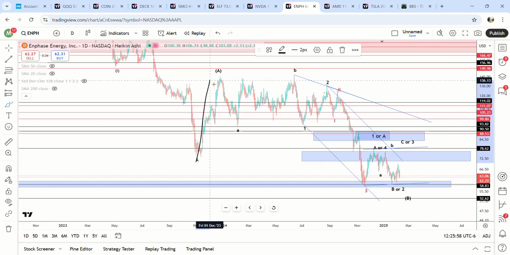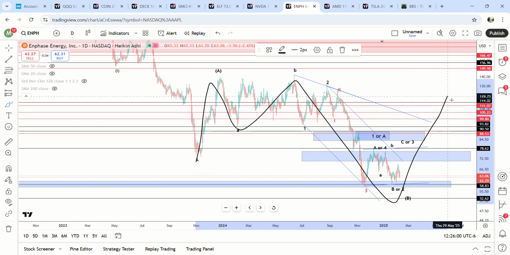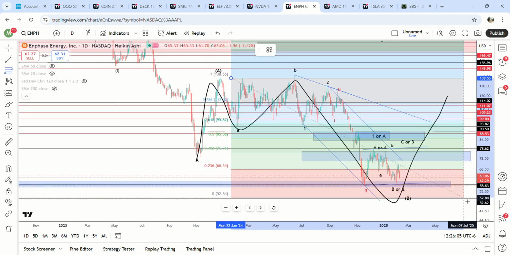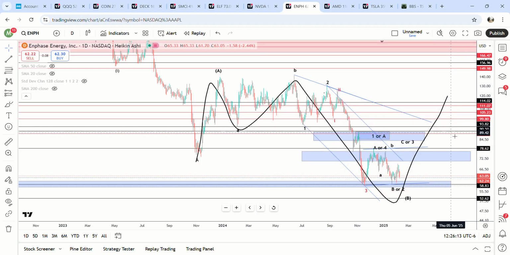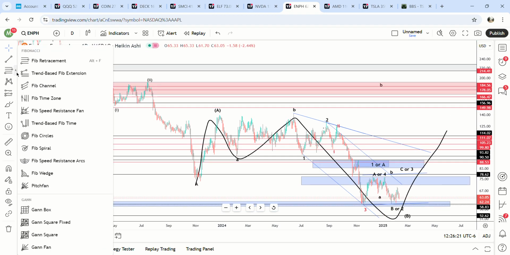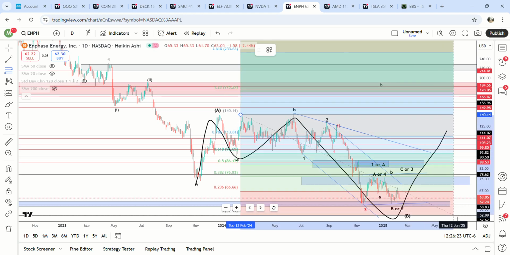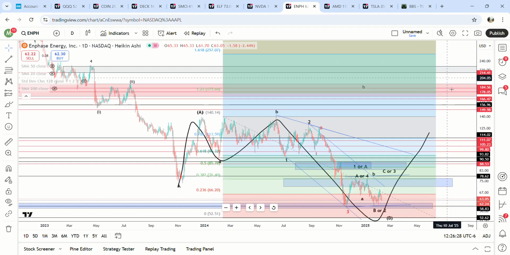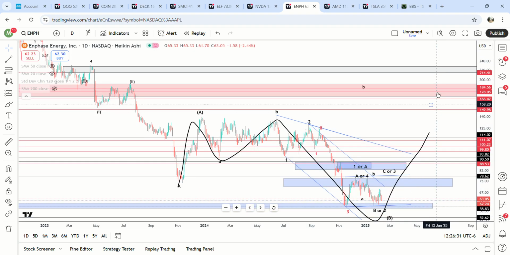So we're looking at A, B, C, up here. Minimum target would be 95 bucks. But you see here, there's gaps right here at 88. There's a gap here at 99, 104, 112. The max target, so anywhere from 95, the max target is going to be 256. Probably won't get there, but that's the max target. I would say it has a chance to get up to 200 bucks though.